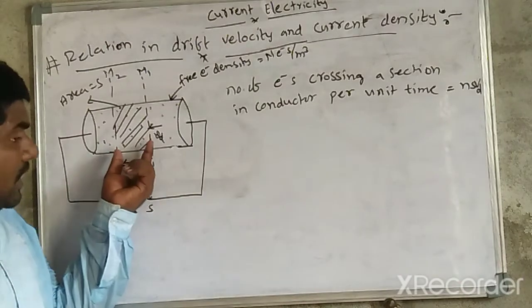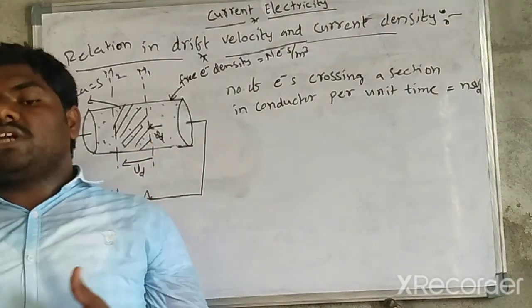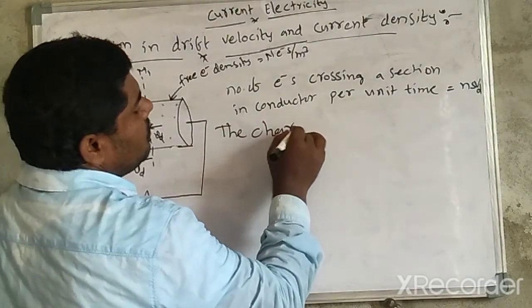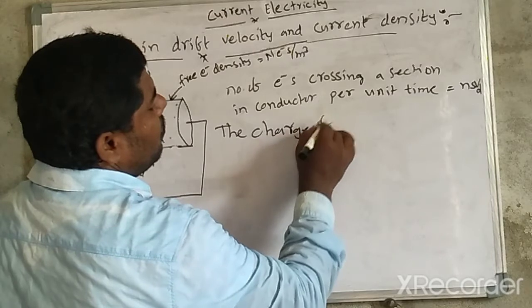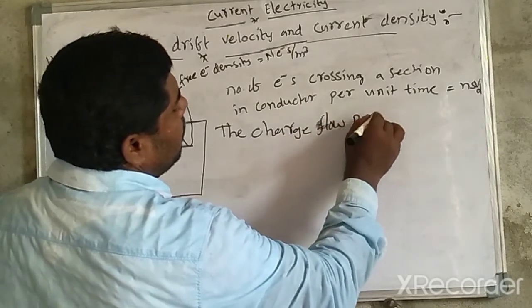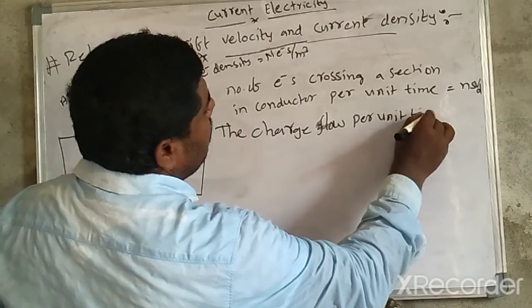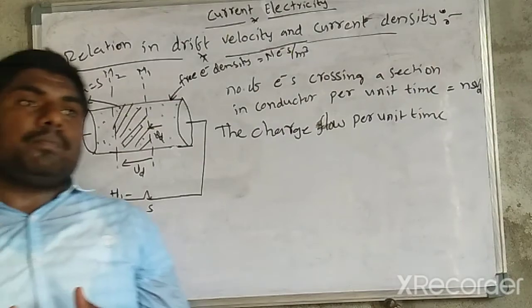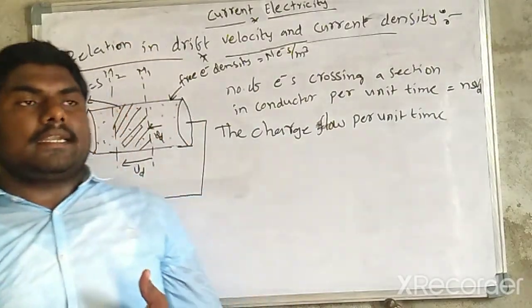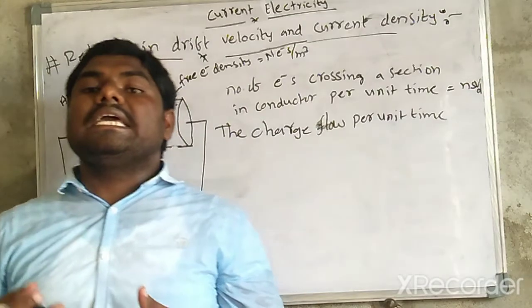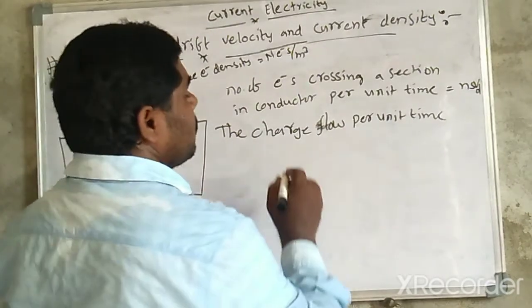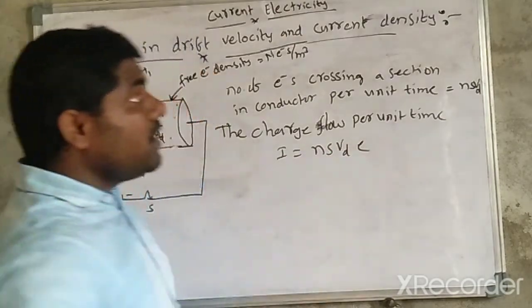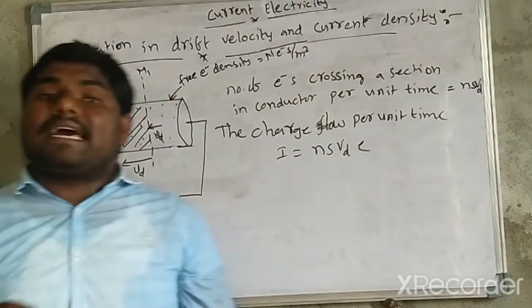Here the charge flow per unit time is nothing but current. So the current I is equal to n s Vd e. Now I am going to find the current density.